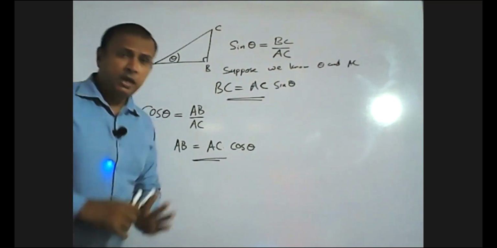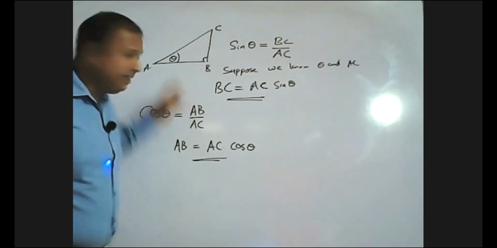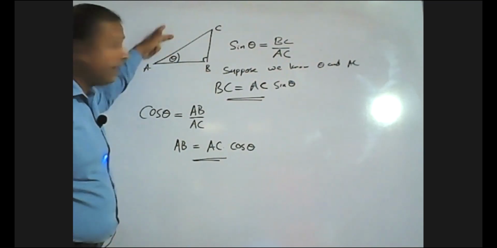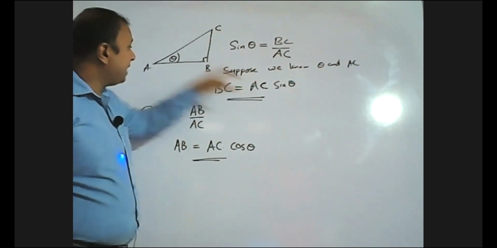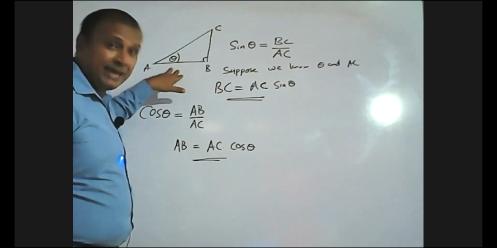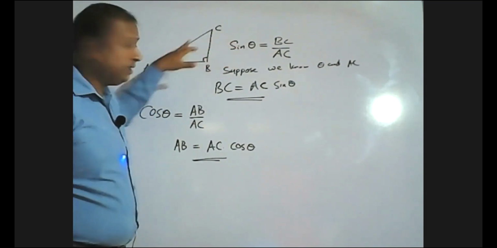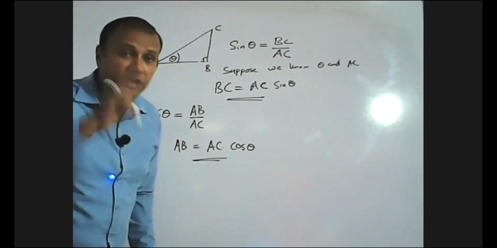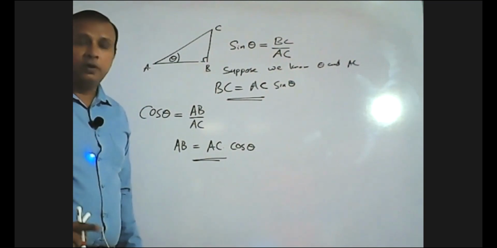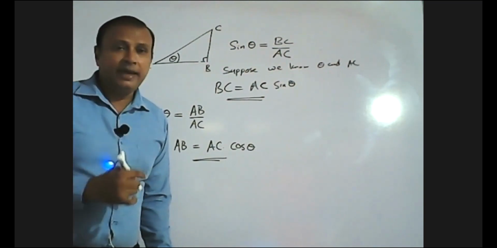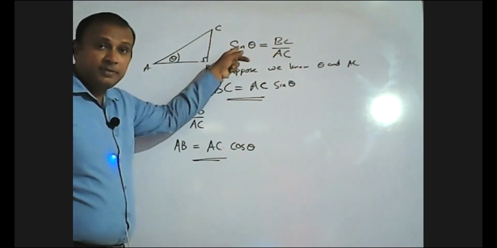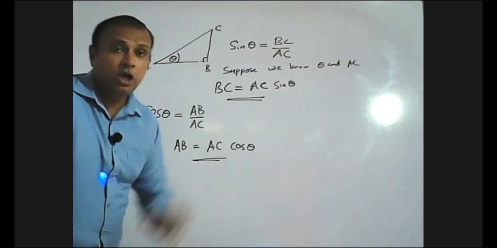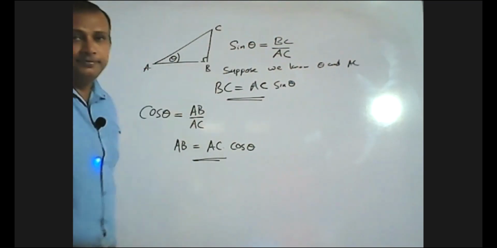Look at this again. If we are given this kind of triangle and we know the value of theta and the hypotenuse, then we can find the adjacent side and the opposite side using this angle and the hypotenuse. The only thing we know is the angle and the hypotenuse. If I know an angle and the hypotenuse, I can use the definitions of trigonometric ratios to find the value of the other two sides.